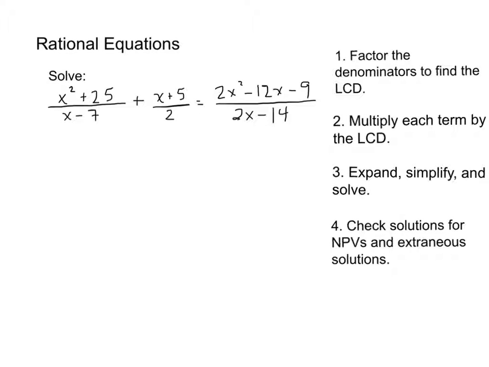Okay, so to solve rational equations, the first step is factor the denominators to find the lowest common denominator. Sometimes you might want to try factoring the numerator if you think it's going to cancel out, but there's nothing really to do with the numerators here anyway. So let's factor those denominators.